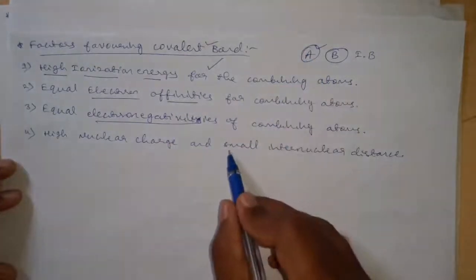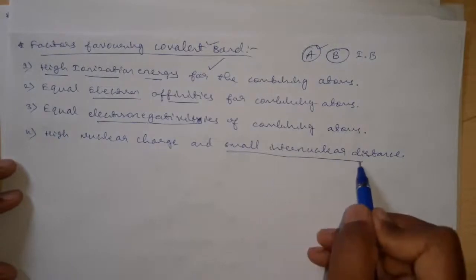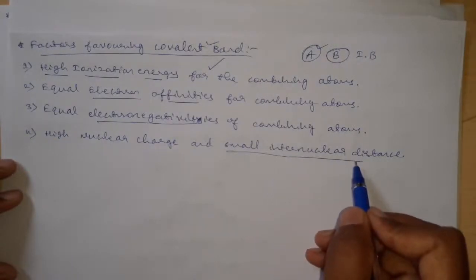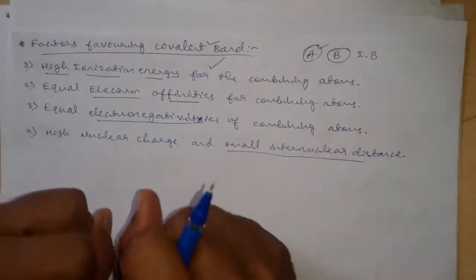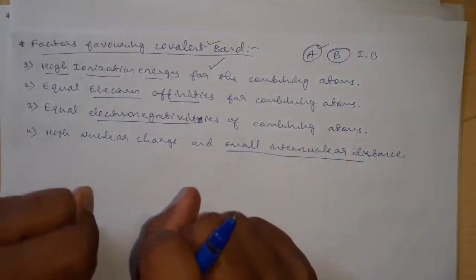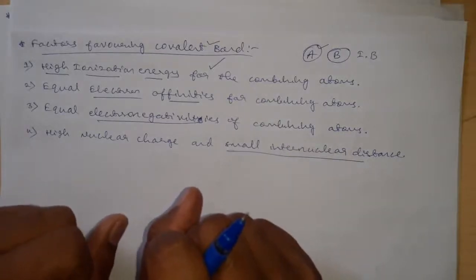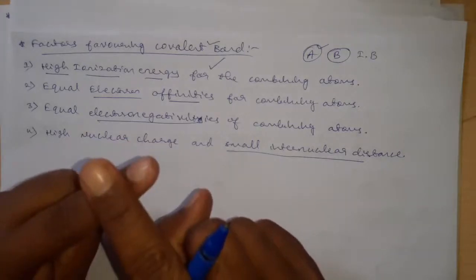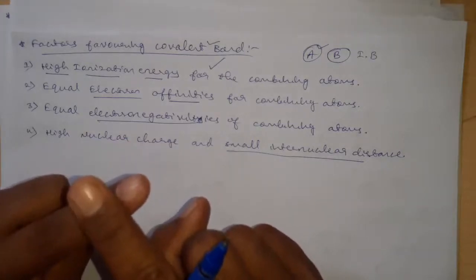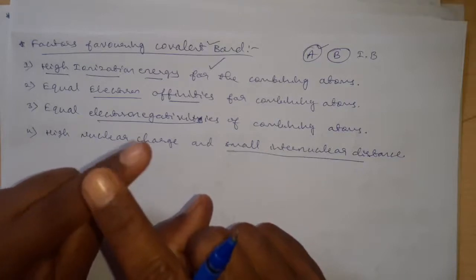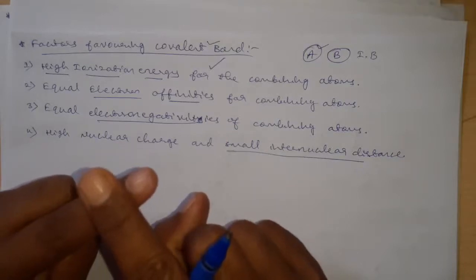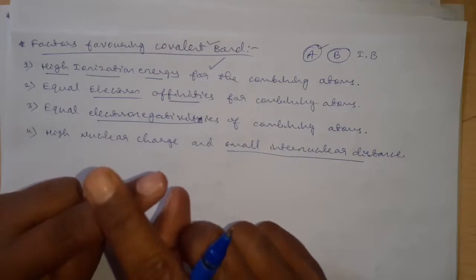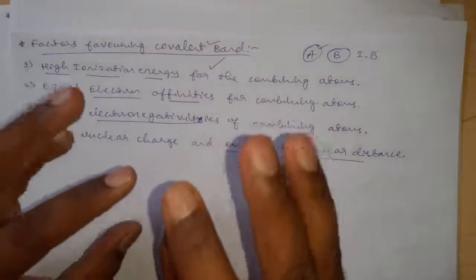Okay. Then what happens if the internuclear distance is small between the combining atoms? If the internuclear distance between the combining atoms is small, then the participating atoms will undergo electron sharing instead of electron transfer. Electron sharing will take place if the internuclear distance between the combining atoms is small.